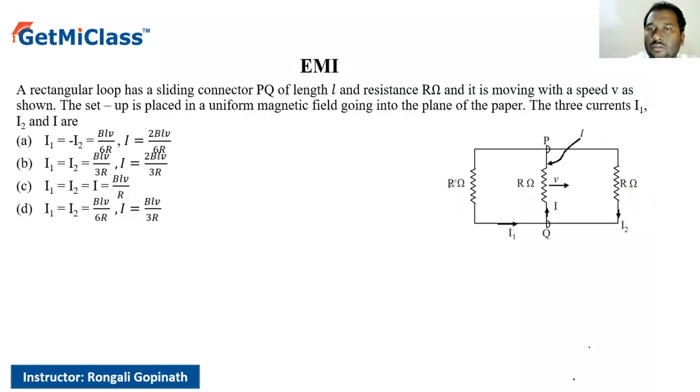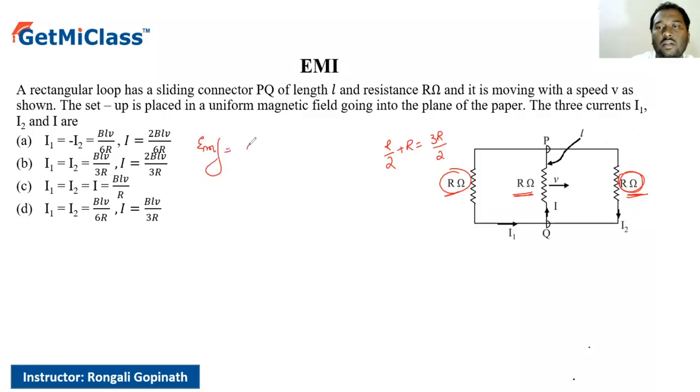Okay. So this R ohms and this R ohms are in series, right? So if they're in series, their equivalent resistance is R by 2. Sorry, this R ohms and this R ohms are in parallel. Their equivalent resistance is R by 2, which is in series with this R ohms. So the total resistance is 3R by 2.